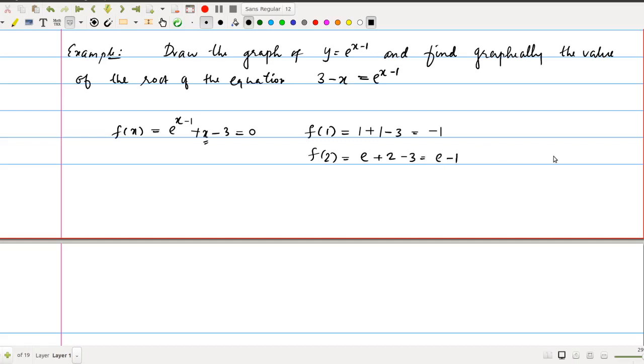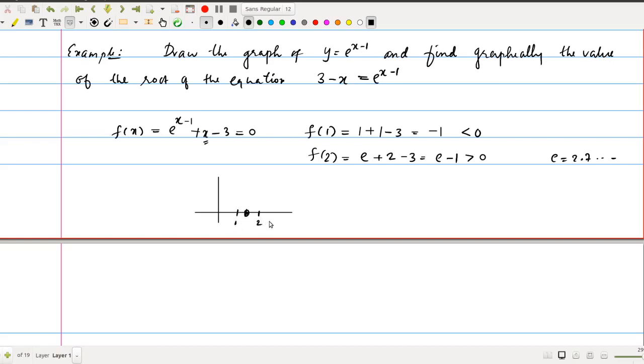We know that the value of e is 2.7 something, then this value is always positive, this value is negative. Okay, why are we finding these values f of 1 and f of 2? Since you find out these two values at two consecutive integers such that f of 1 is negative and f of 2 is positive, you can easily understand that the root of this equation lies in between 1 and 2. Okay, there is at least one root in between these two numbers.